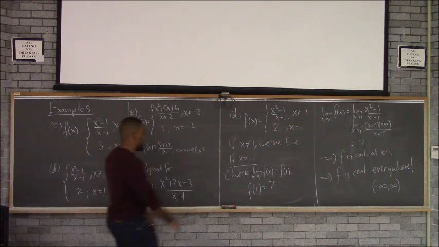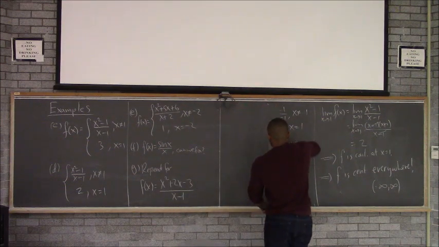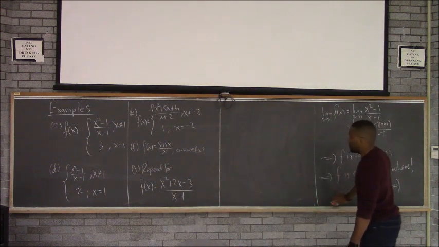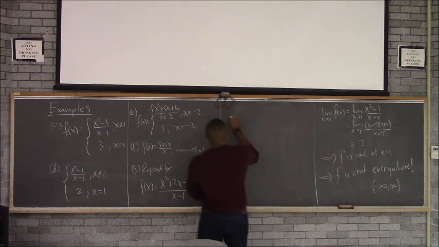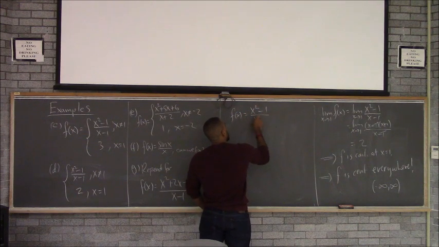Now, I want you to appreciate what actually happened here. I believe we did x squared minus 1 over x minus 1.